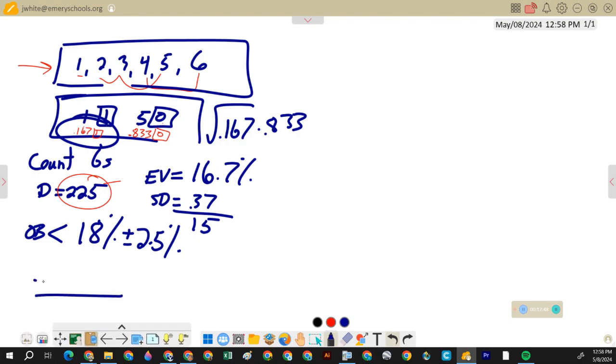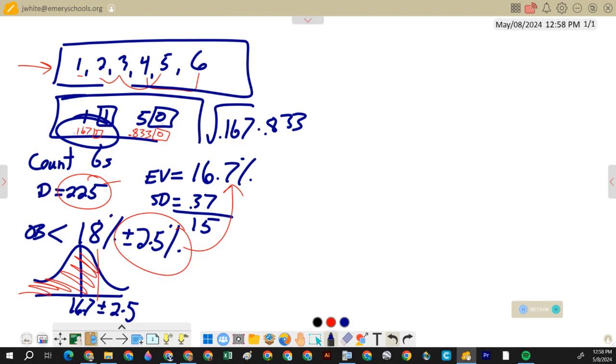Okay, so I draw my normal curve. Oh no, this should be attached to that. So I expect 16.7 plus or minus 2.5, and I want to know smaller than 18. So 18 minus 16.7 is 1.3. So I'm going to shade norm from -5 to 1.3, whatever that is. Okay. Is this helpful? Yes? All right.